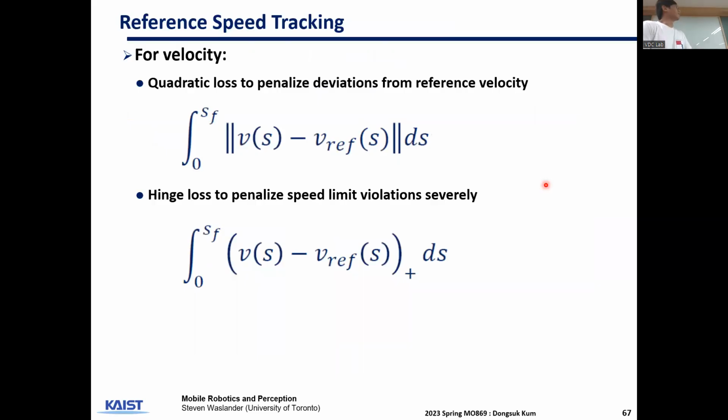And for speed tracking, one way to implement it is by using a quadratic loss, where you penalize deviations from the reference velocity. Another way is to use the hinge loss, where you only penalize it when it exceeds the speed limit. So in this case, if the difference is less than 1, this loss will be larger than this loss.